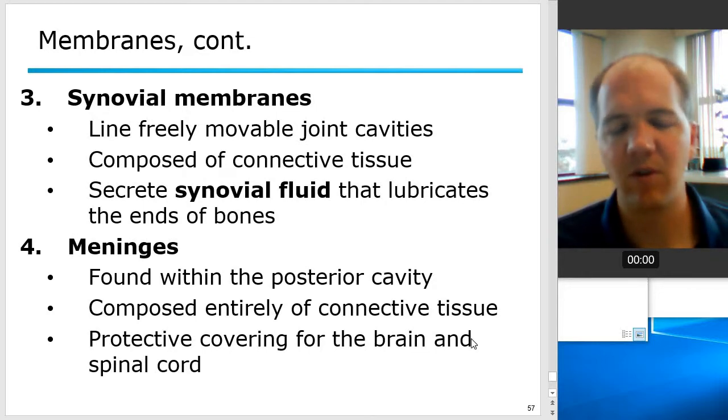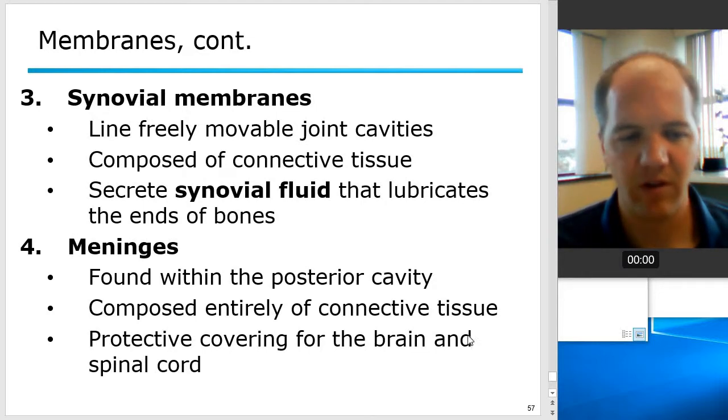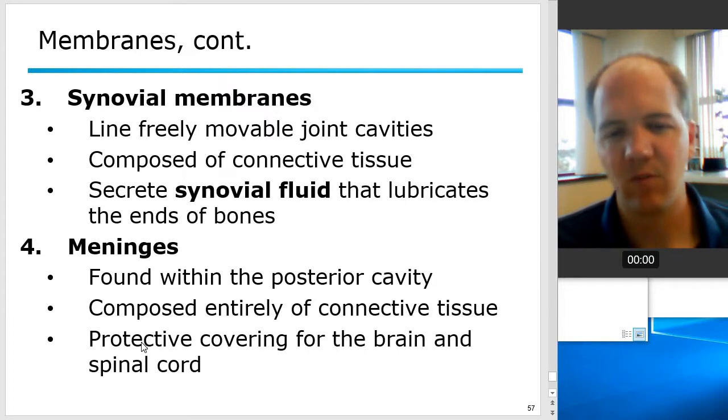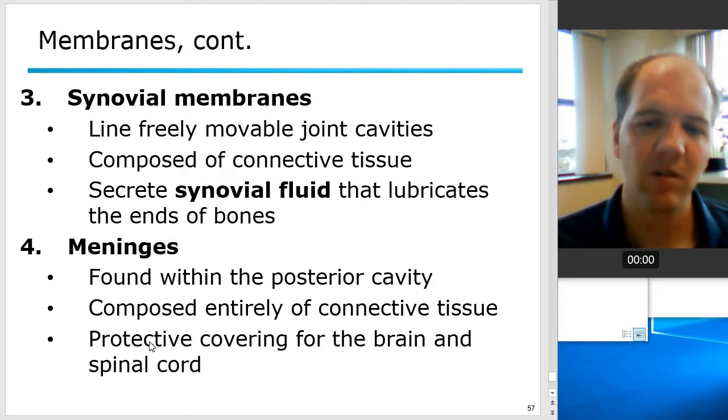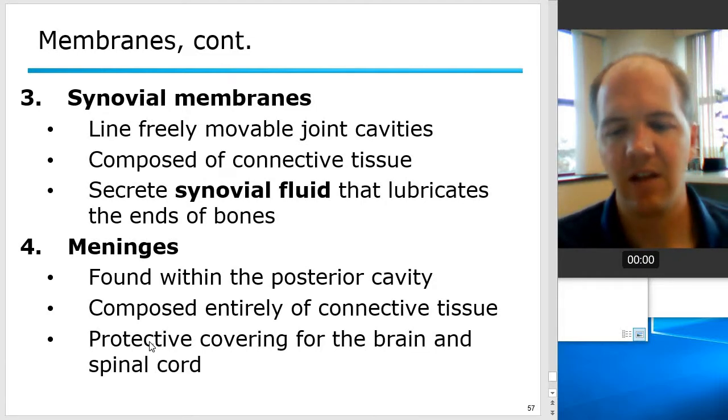Meninges are membranes that cover the brain and spinal cord. They are all connective tissue, and they are protective. And we'll talk more about the meninges. But you may have heard of meningitis, for example. Meningitis is an inflammation of the meninges in the brain and spinal cord.